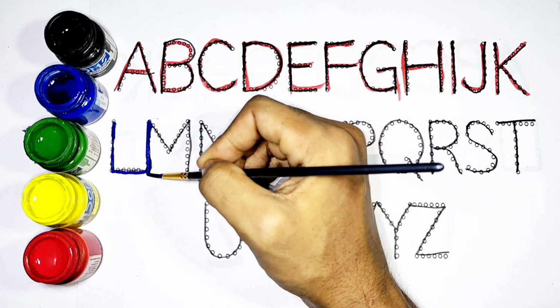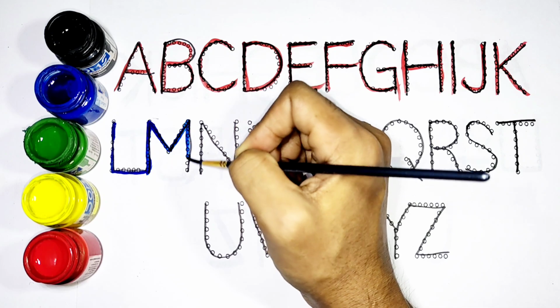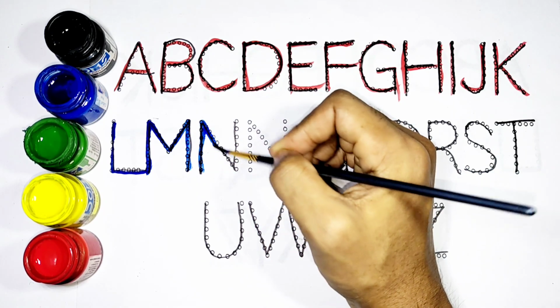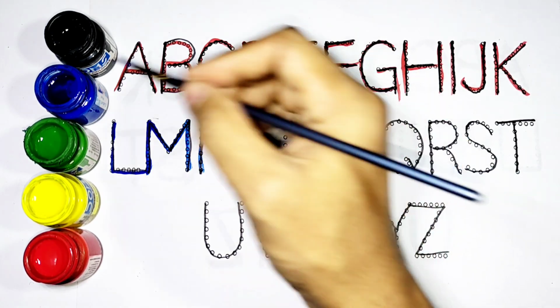L for lion, L for lemon. The next one is M. M for moon, M for mangoes. N for nose, N for nest.